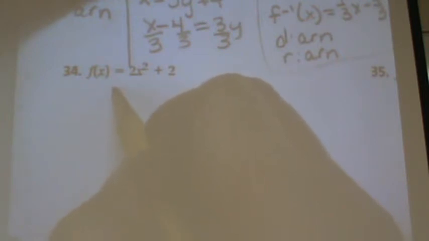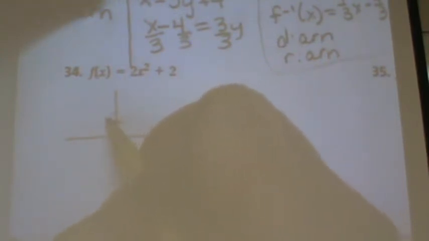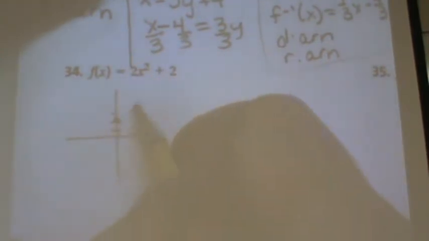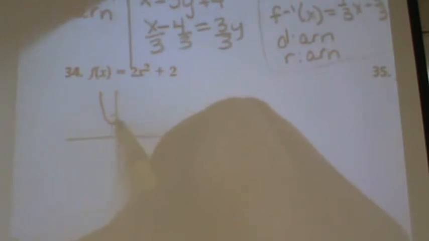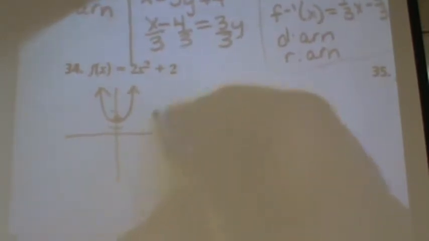For this one, you have to graph y equals 2x squared plus 2. Now for this one, without getting too much into detail, this is going to be a shift 2 units up, and it's just vertically stretched by a factor of 2. Don't worry about the actual graph itself. But I just want to generally sketch this so I see what the domain and the range is.